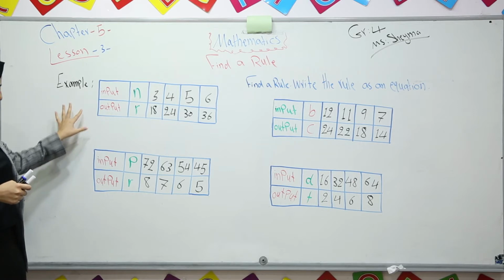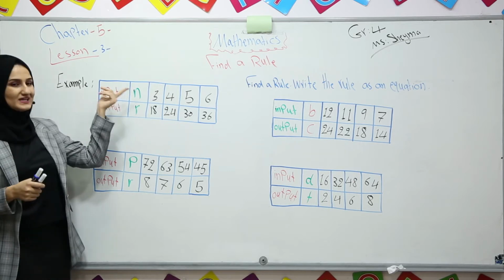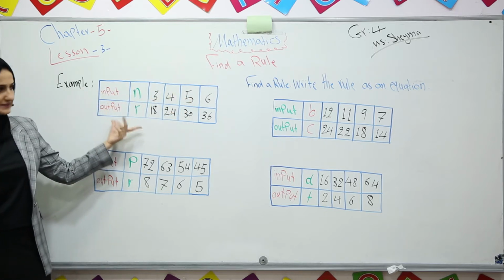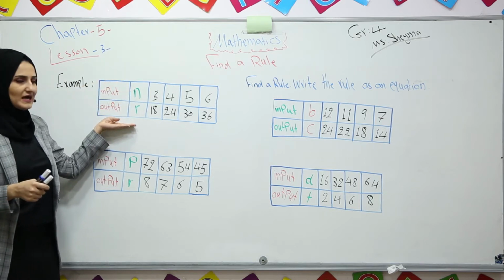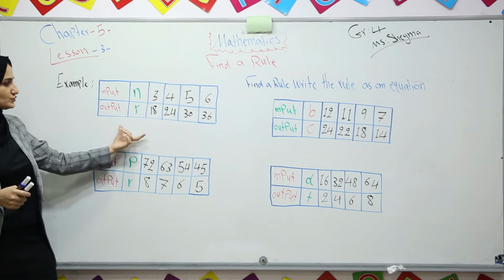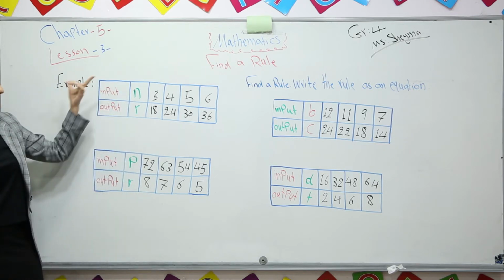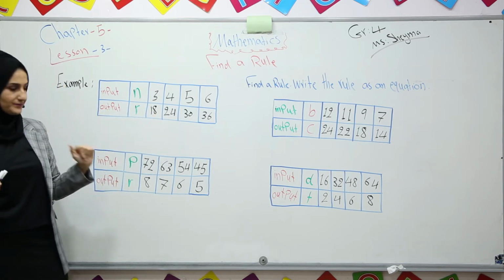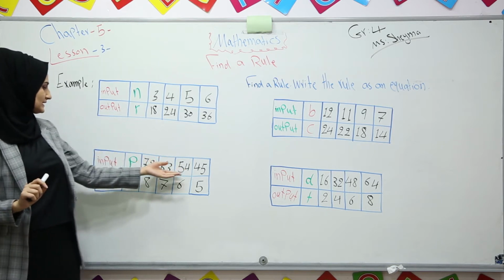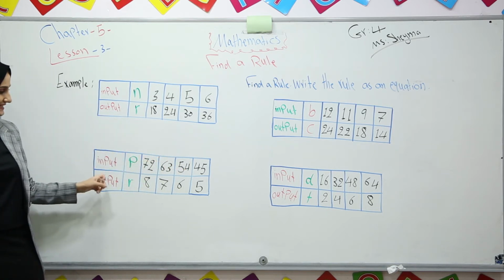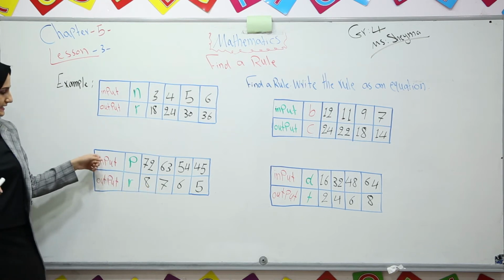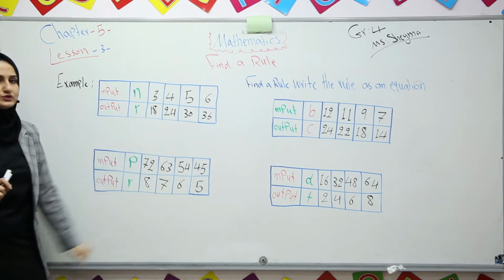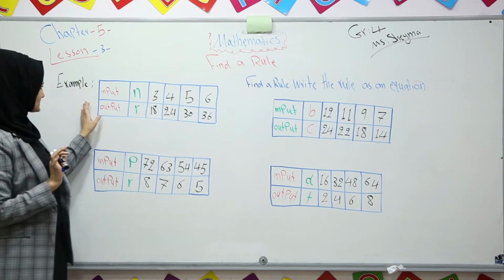First, before we explain these two examples, I wanted to tell you: if the input numbers are less than the output numbers, to write an equation we have to use multiply. Next, if the input numbers are greater than the output numbers, to write an equation we have to use division. Okay. First, let's get started from this box.